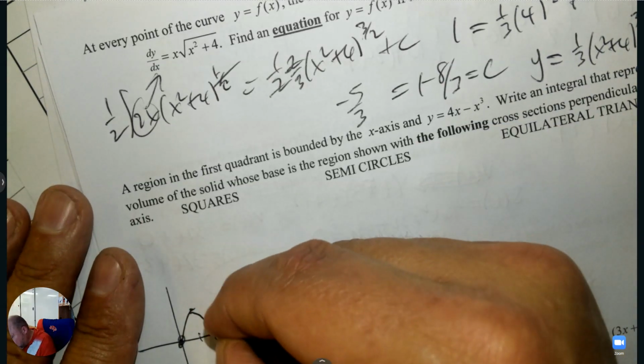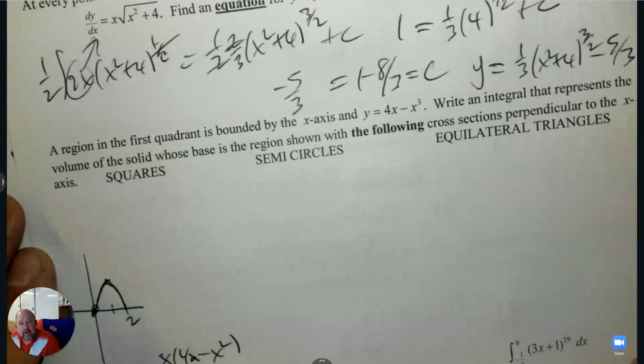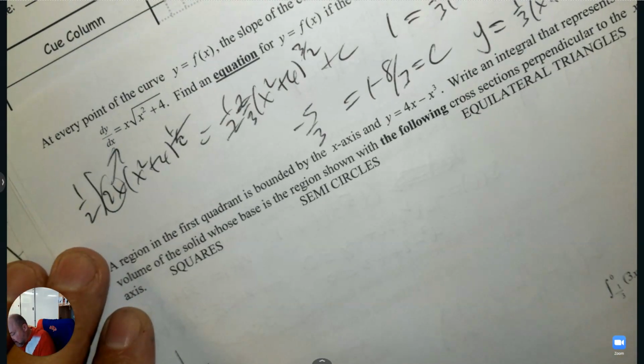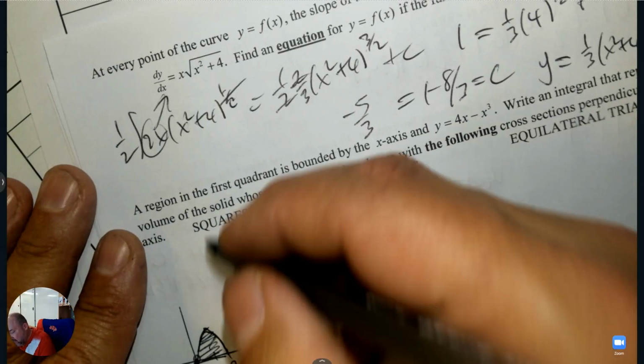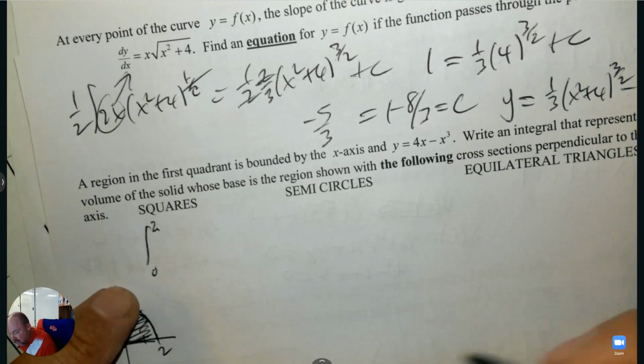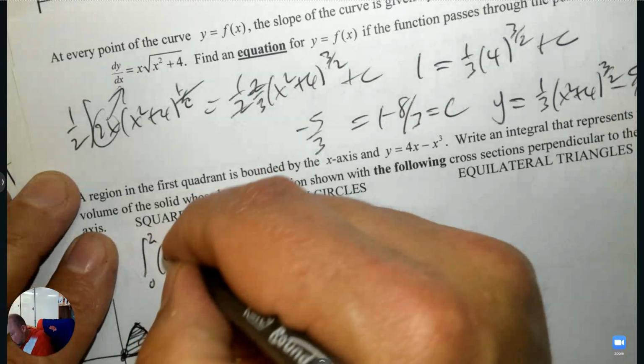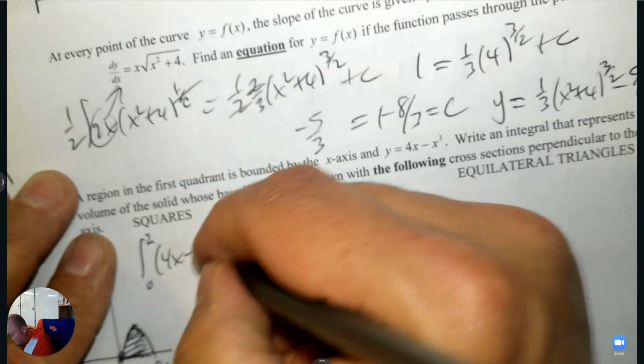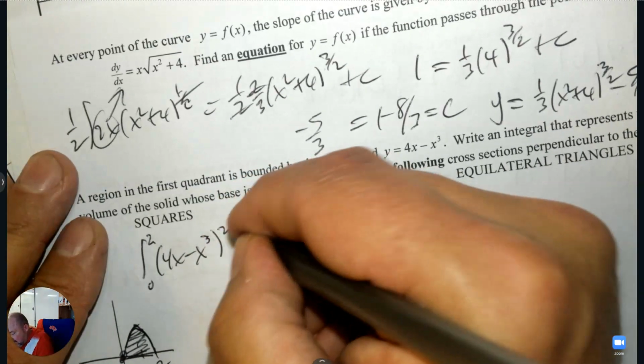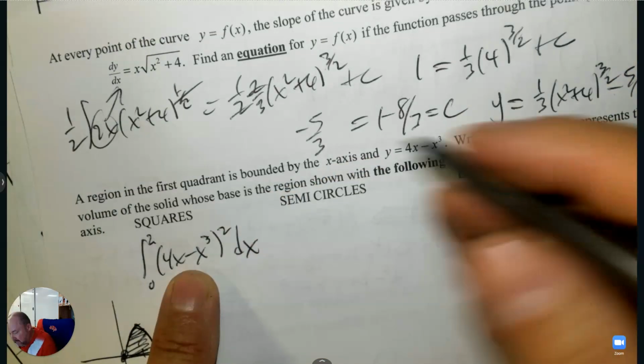And it would look something like this. And so with the x-axis, so there is my thing. So if I had squares, I'd integrate from 0 to 2. The base is top subtract bottom. So it is 4x minus x cubed subtract 0. And then square would be squared.